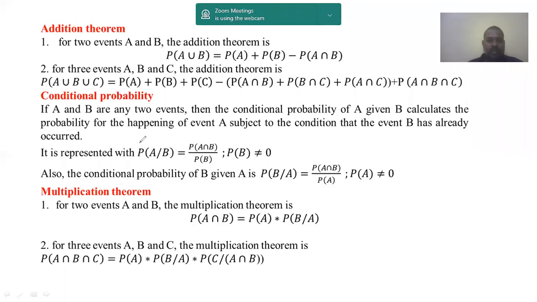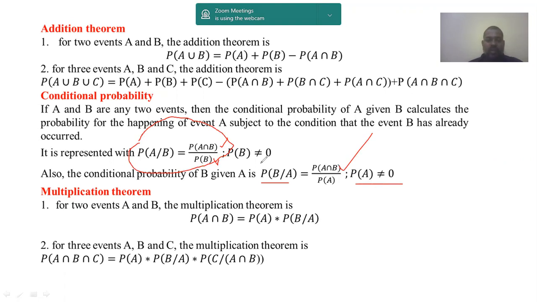So here you can see, probability of A over B, or probability of A by B, is equal to probability of A intersection B over probability of B, where probability of B is not equal to 0. Similarly, we can write probability of B over A is equal to probability of A intersection B by probability of A, where probability of A is not equal to 0.